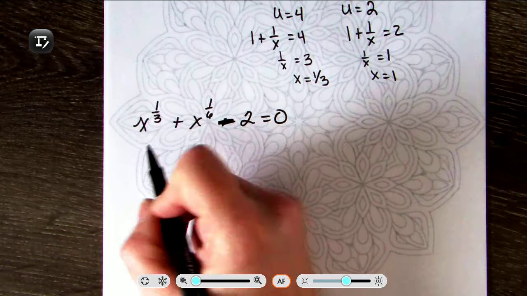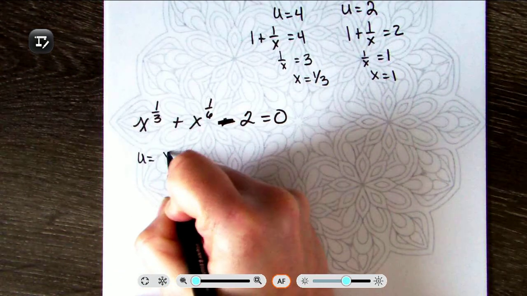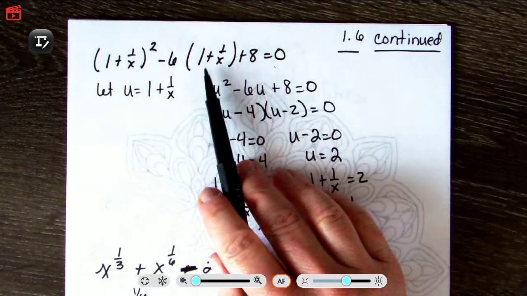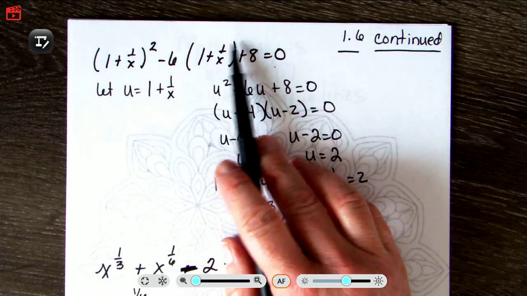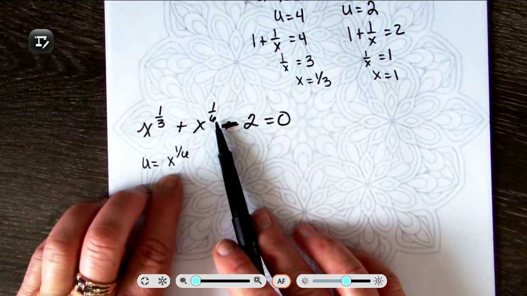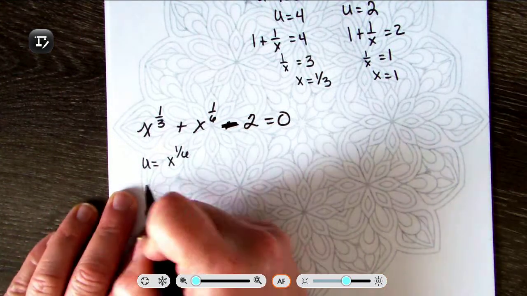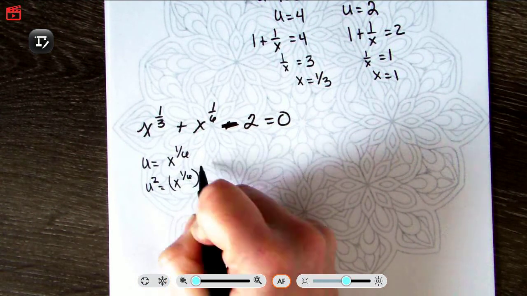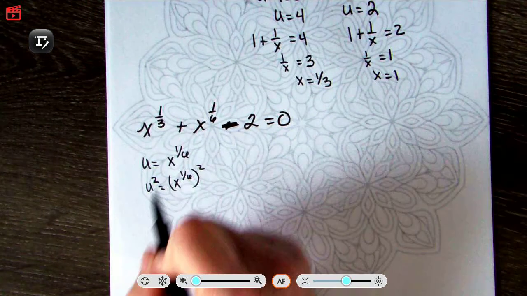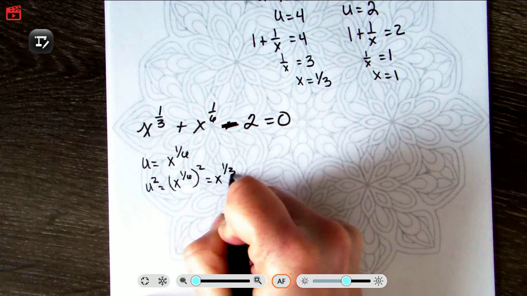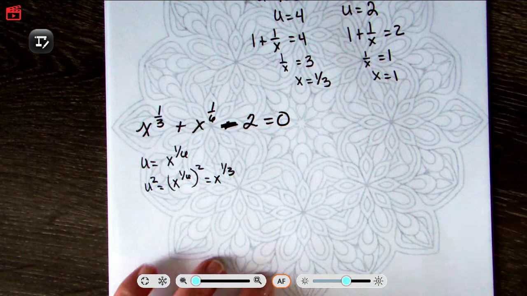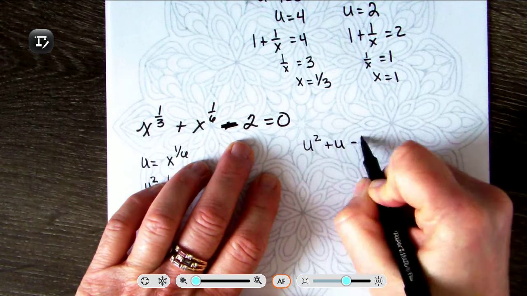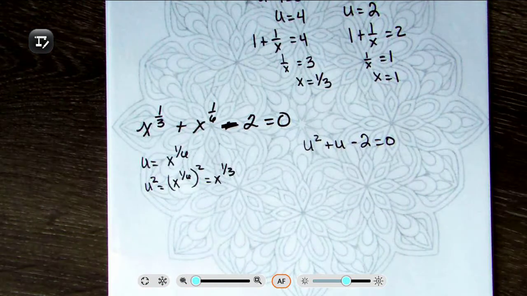So again, we will do a simple substitution. And we're going to substitute that middle piece, kind of like we did up here. Notice here is 1, and this is twice as much. So u squared is x to the 1/6 squared, or multiplying your exponents, x to the 1/3. All right, so this is going to turn into u squared plus u minus 2 equal to 0, something a lot less complicated.